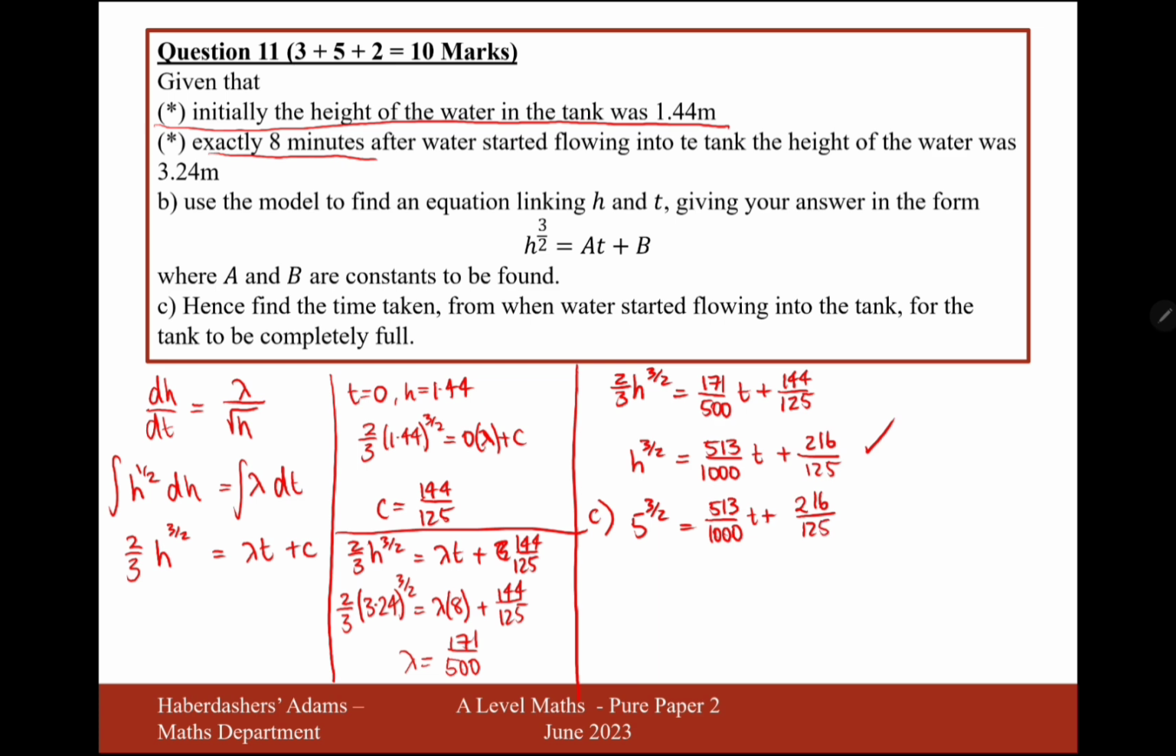5 to the power of 1.5, take away 216 over 125, divide by 513, times by 1000, and we get an answer. And this gives an answer of t equals 18.42. And if we were to put this into minutes and seconds, that is 18 minutes, pressing the commas button, and 25 seconds. And there we are, that's the answer for question 11, worth a total of 10 marks. Let's now move on to question 12.